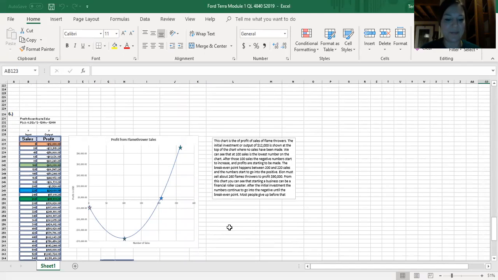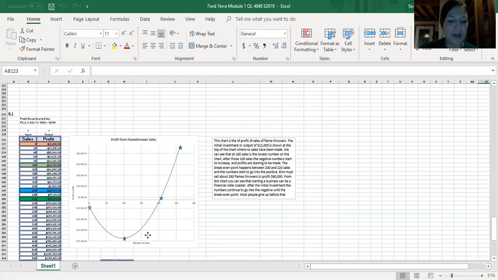Number 6. This chart shows the profit of sales of flamethrowers. The initial investment or output right here of $12,000 is shown at the top of the chart where no sales have been made. We can see that at 100 sales, it is the lowest number we have for profits, which is the bottom line right here. And after that, we start gradually going up.